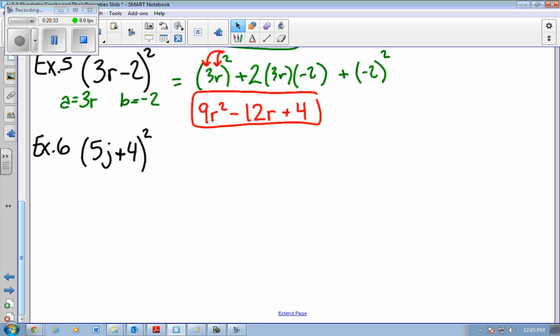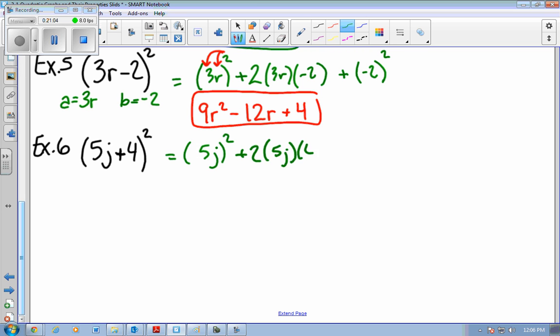Good. Okay. We're doing okay, guys. Let's see how we did. I think from everyone I've checked, we're on the right track. The first guy squared: (5j) squared. Make sure you have parentheses, as the 5 is also being squared. Plus 2 times one of each of them, plus the second guy squared.